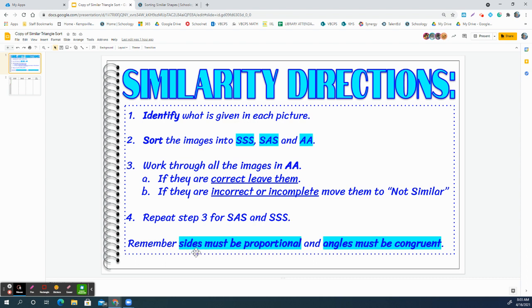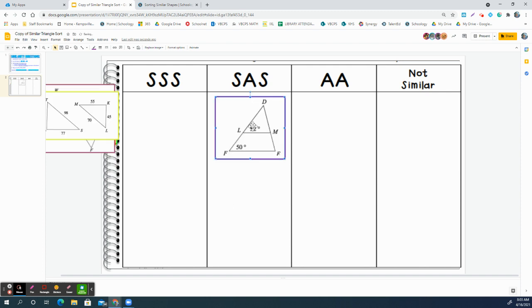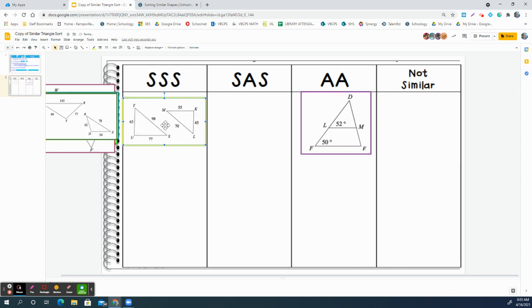Remember that your sides have to be proportional. You got to be able to set them up in a proportion and have either the decimals equal each other or the big numbers across the diagonals equal each other. And all your angles must be congruent. If you have any angles that are not congruent, you can't put it in angle, angle. Okay? So like this one right here, all I'm given is angles. So it has to go here. This one, all I'm given is sides. So it has to go here.